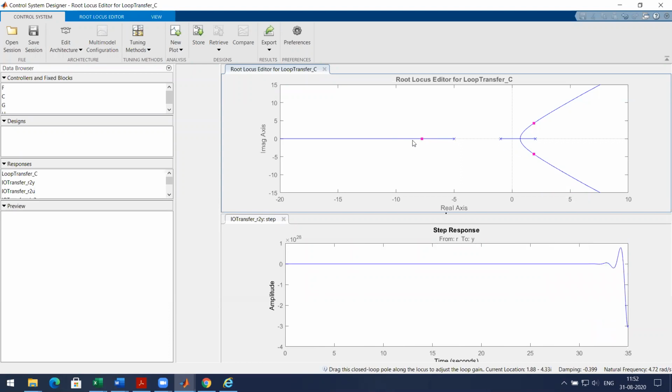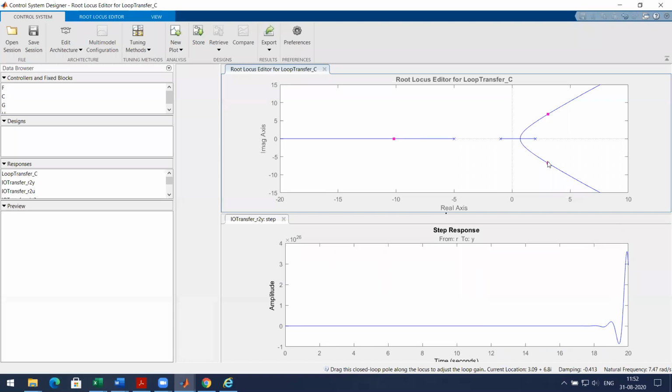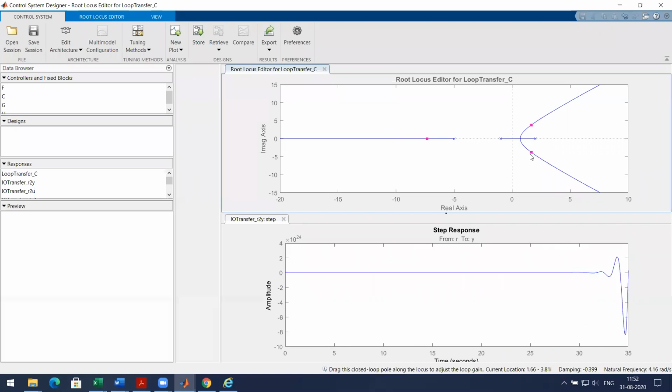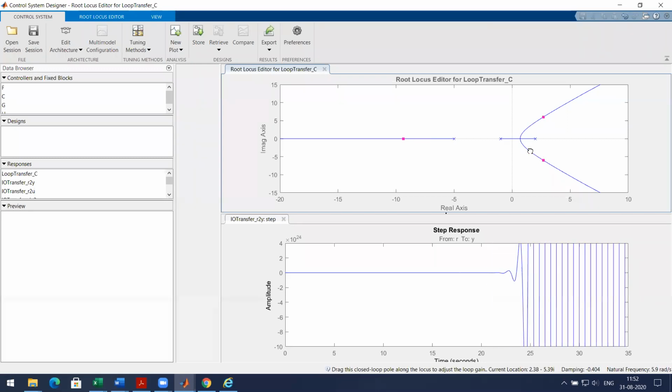But when you added a 0 over here, then the situation changed. So you need to understand that poles go to 0. If one pole goes to a 0, okay, and if it's not able to find a 0, it goes to infinity. Okay, so this is how the roots move.